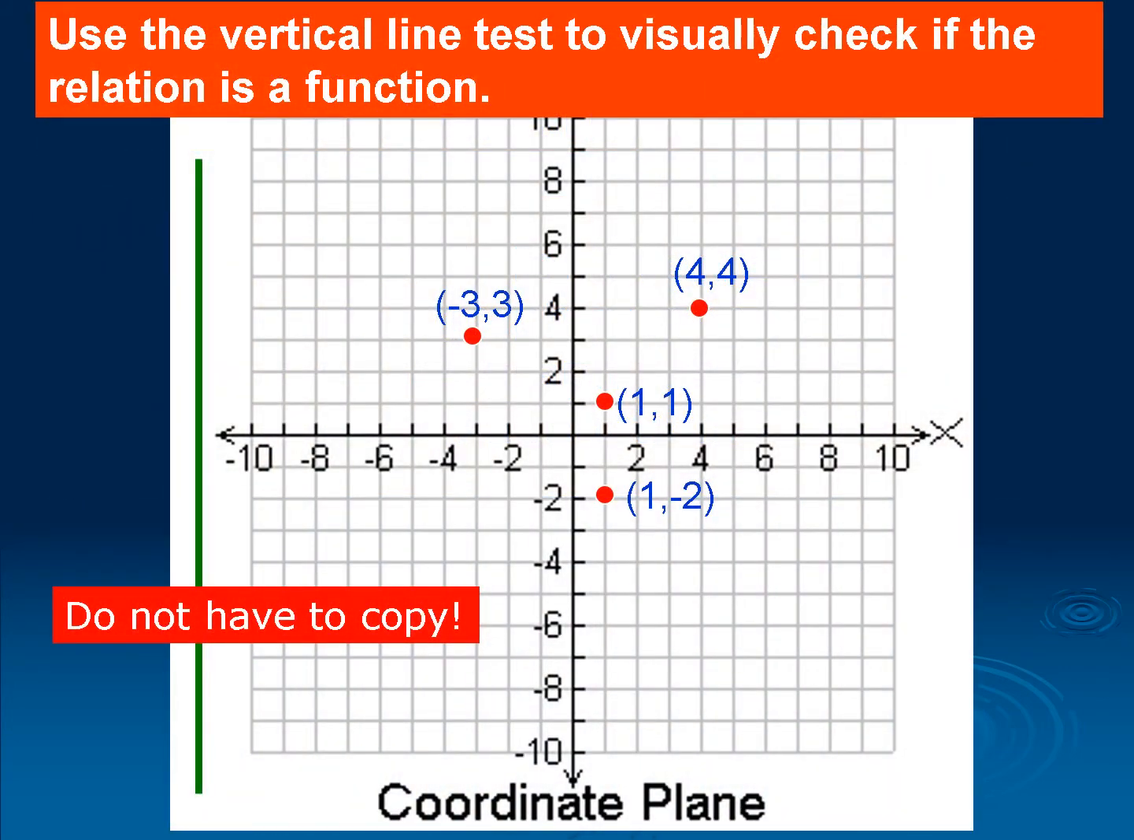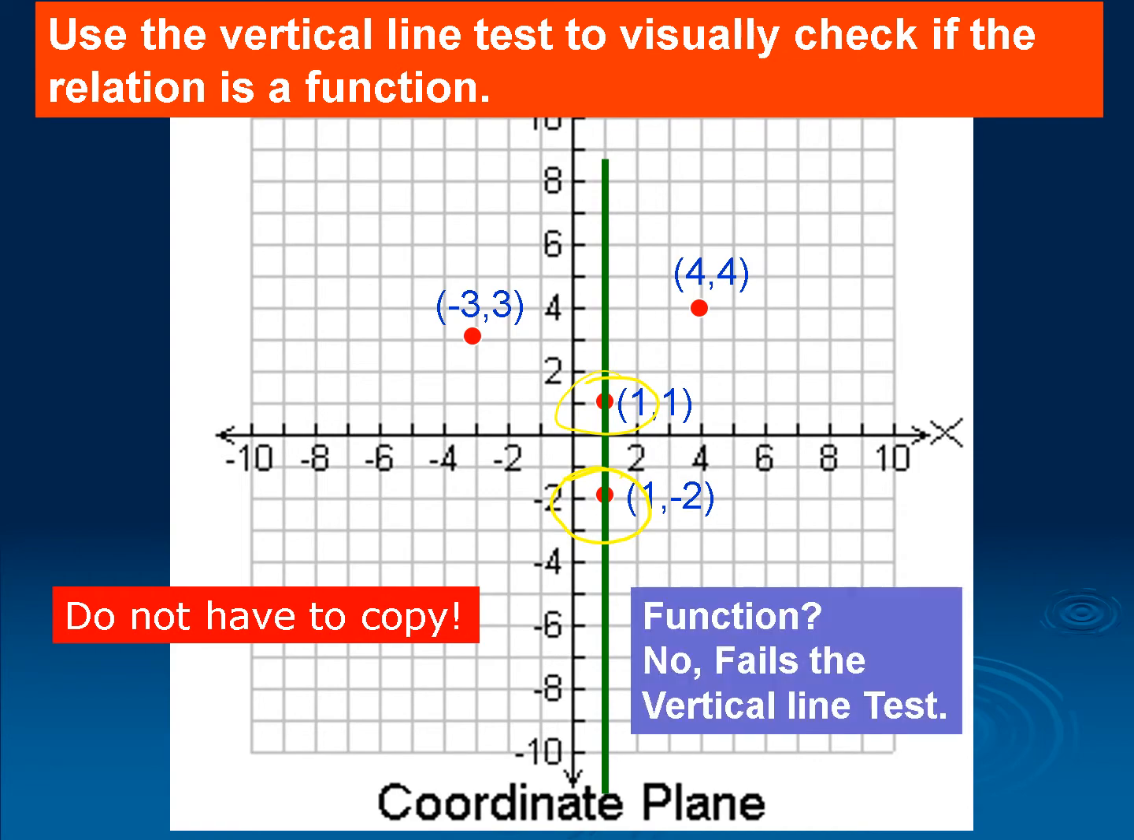Now, these next few slides you don't have to copy. These are just for a visual representation. So let's look at this. Using the vertical line test, let's see if this is a function. So take a guess. What do you think? And let's see if you're right. We see that our graph touches our vertical line at 2 places. So therefore, this is not the graph of a function because it fails the vertical line test.